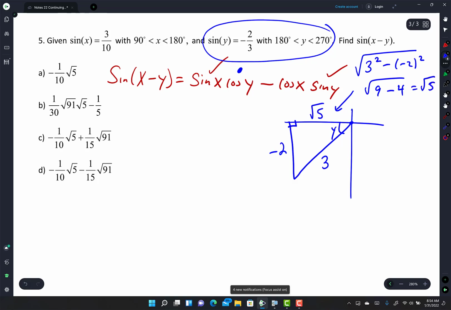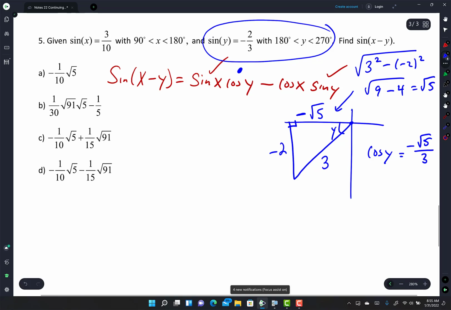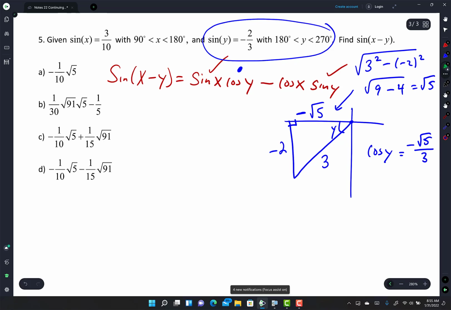Now because I'm in quadrant 3, is that positive or negative? Negative. So make sure to put the negative in front of the square root of 5. Are we okay? So from that, I'm going to go ahead and write my answer already here so I can use it. Cosine y is nothing more than negative square root of 5 over 3. I'm going to do the x one in green.